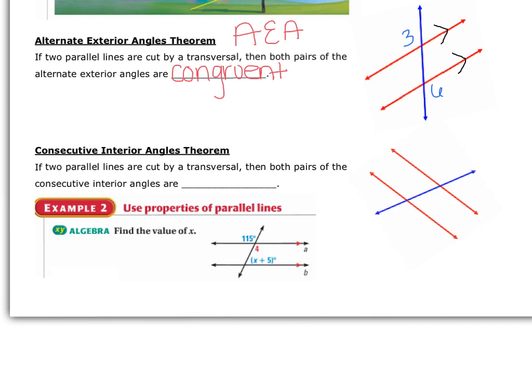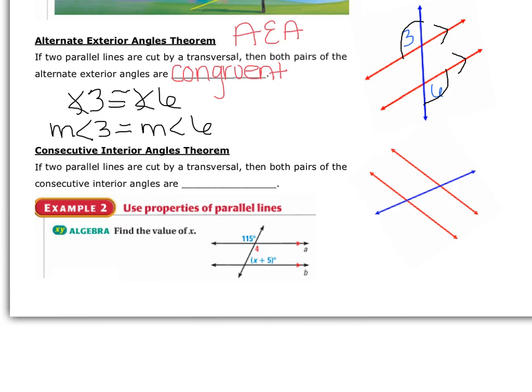So a lot of these are the same thing. Again, your alternate exterior angles are going to be congruent. So angle 3 is going to be congruent to angle 6, which is pretty much the same thing as the measure of angle 3 is going to equal the measure of angle 6. Remember, when we just talk about the pieces themselves, we say that they're congruent. When we talk about the actual measurements is when we change it to an equal sign.